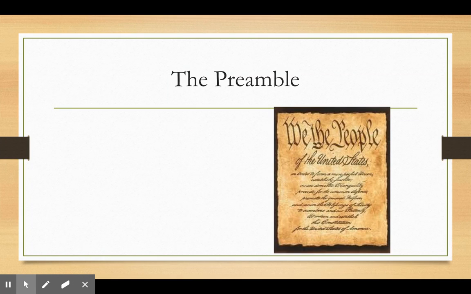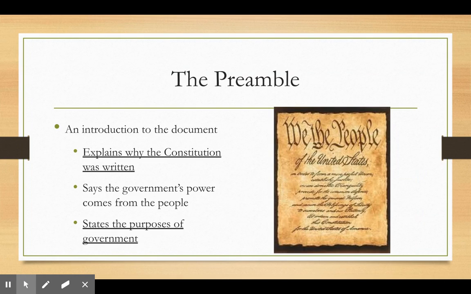Okay, so in the very beginning, you have the preamble. That is an introduction to the Constitution, and it's probably the one you're familiar with. You probably learned it in fourth or fifth grade, and it starts off with "We the people, in order to form a more perfect union, to establish justice, to ensure domestic tranquility," all that stuff. It's basically a little paragraph that explains why the Constitution was written. It says the government's power comes from the people, we the people, right? And then it states the purposes of government: to establish justice, to ensure domestic tranquility. Several of those pieces are built into that short introduction to the document, and we call that the preamble.